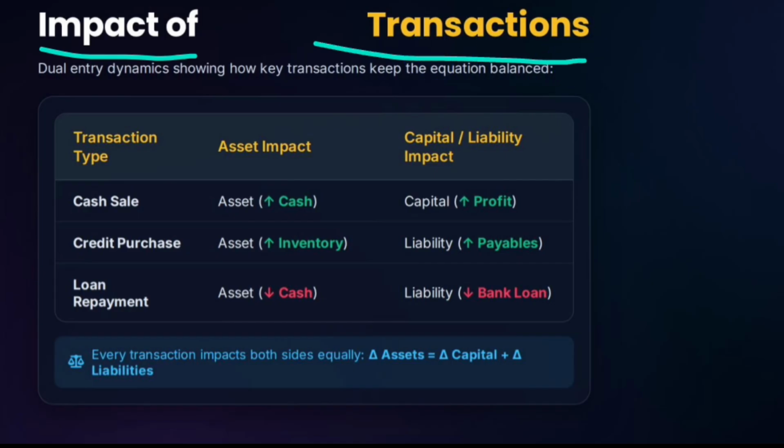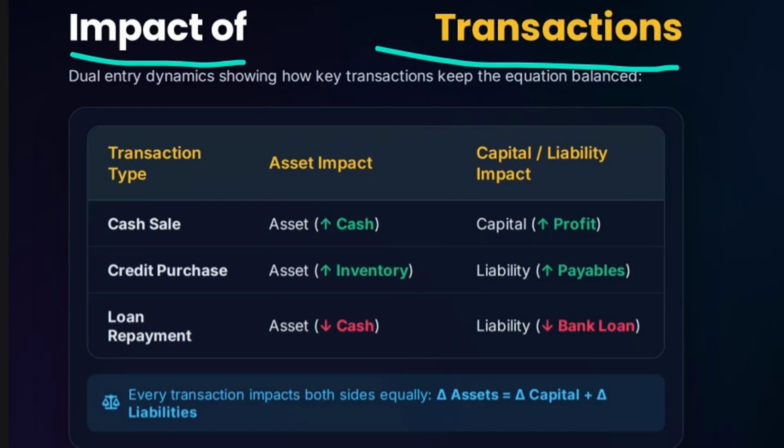Impact of transactions. Listen, most students get terrified the moment they hear debit and credit. Forget confusing dictionary definitions right now. In accounting, debit simply means the left side and credit means the right side. That's it. If you take a real life example, think of your favorite local cafe.